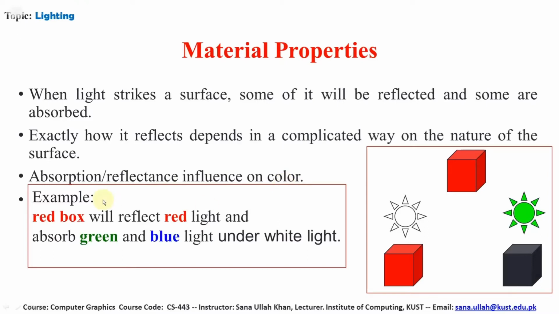Let's suppose this is an example. Here is a red box, which will reflect red light. So this red box will reflect red light and absorb the green and blue light under white light. If we put this object in a white light environment, only the red light is reflected, and all other colors like green and blue will be absorbed.